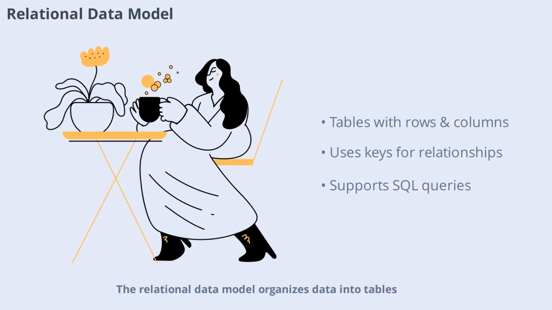The relational data model organizes data into tables, making it easy to establish relationships between different data sets. Each table consists of rows and columns, and relationships are defined using keys. This model is highly flexible and supports powerful querying capabilities through SQL. It's the foundation for most modern database systems, offering a balance between simplicity and functionality.